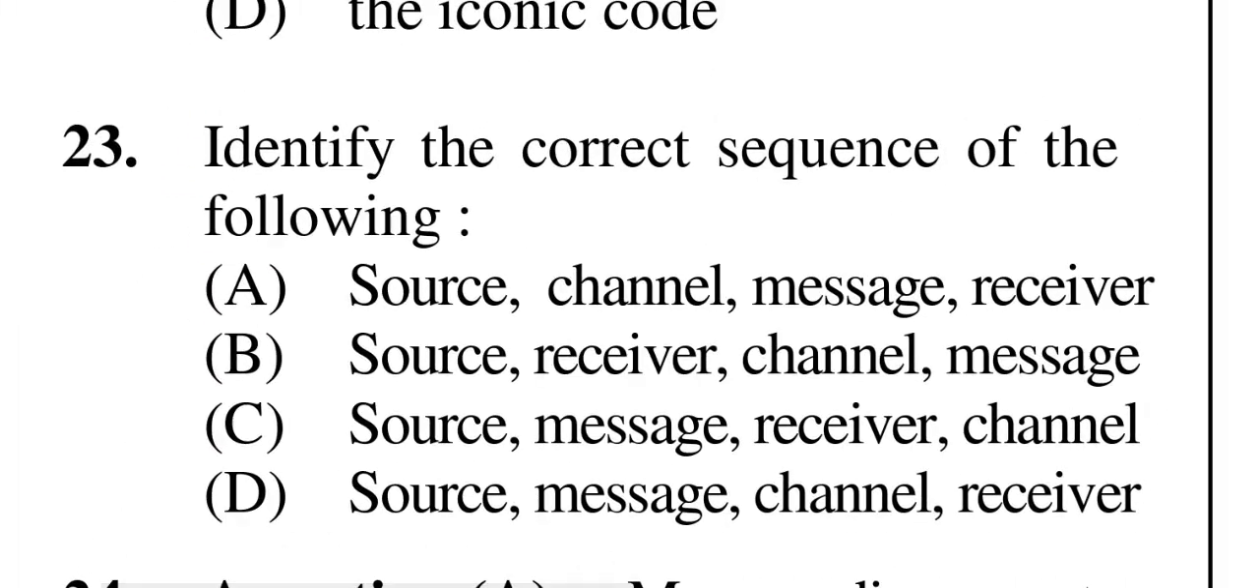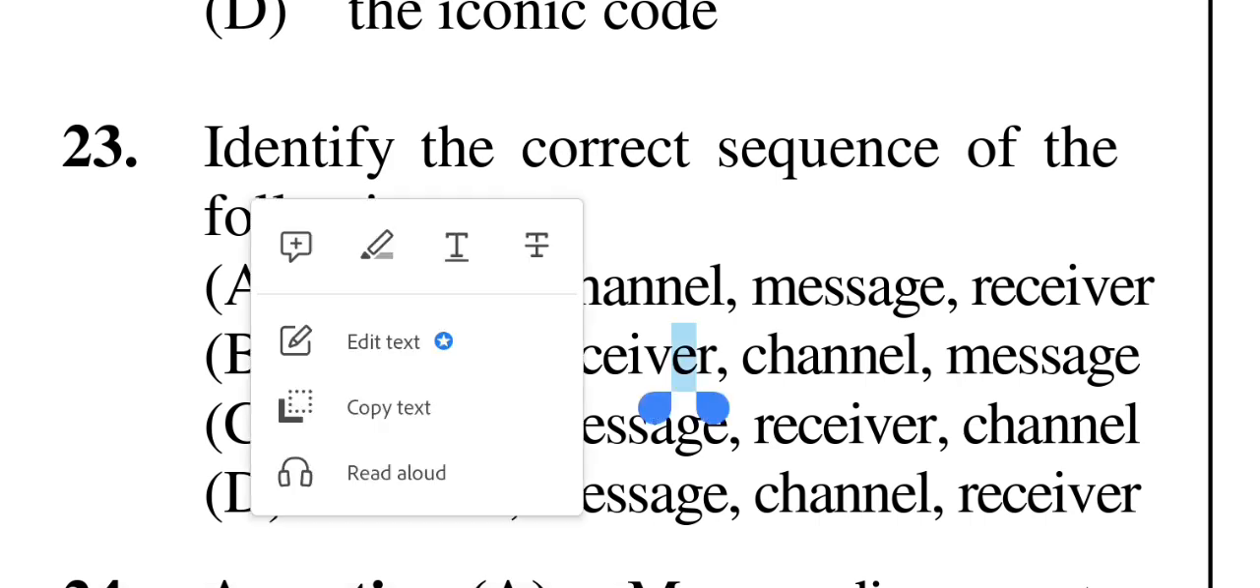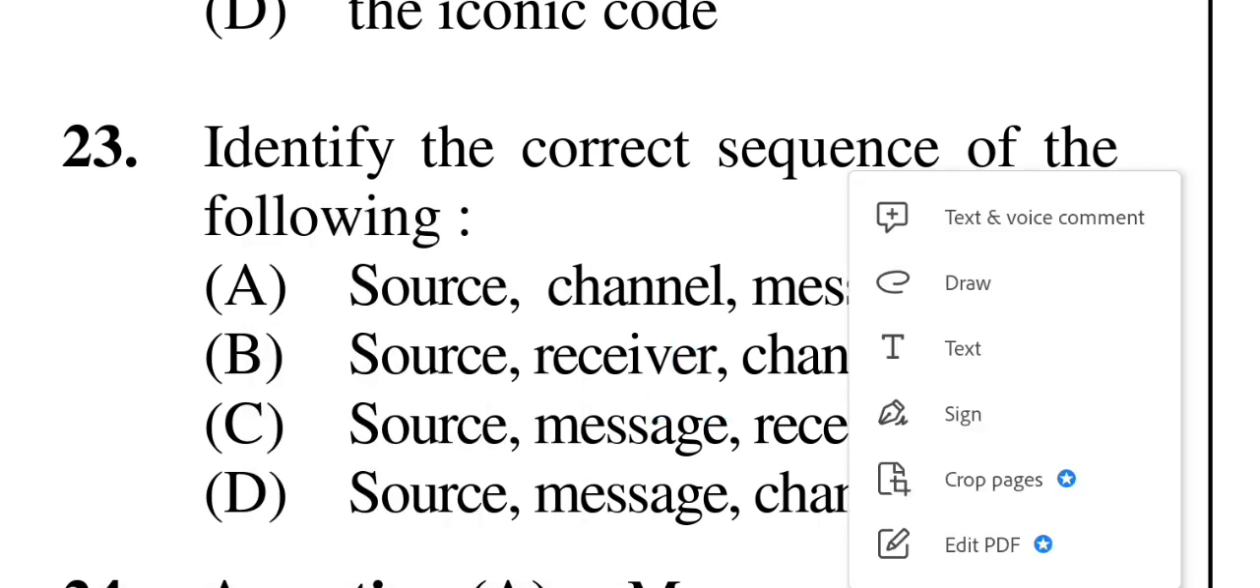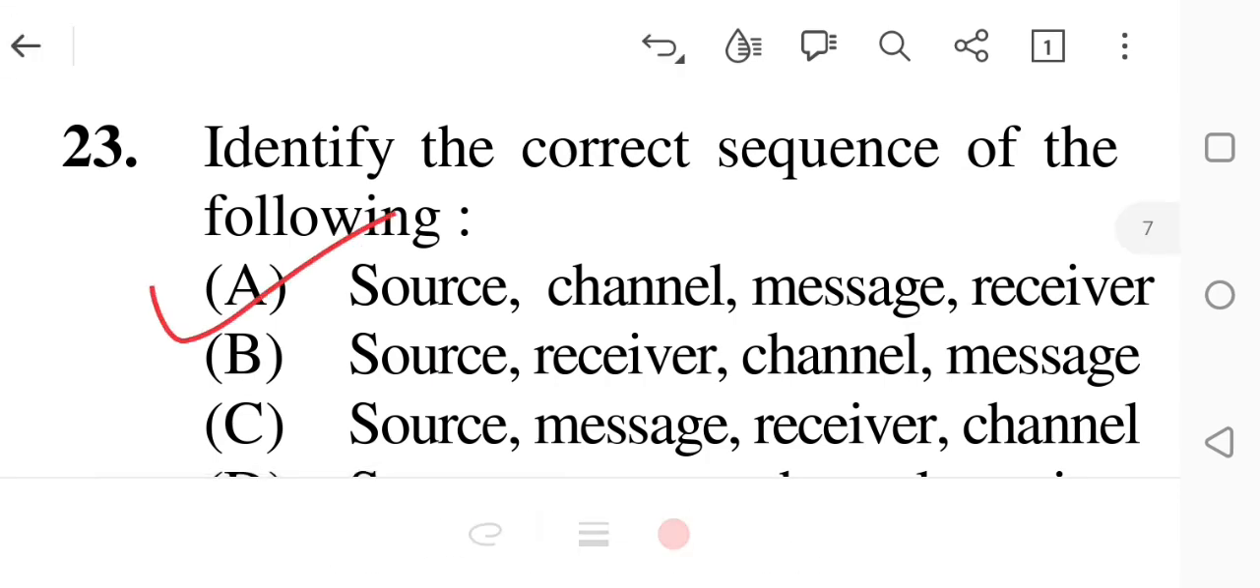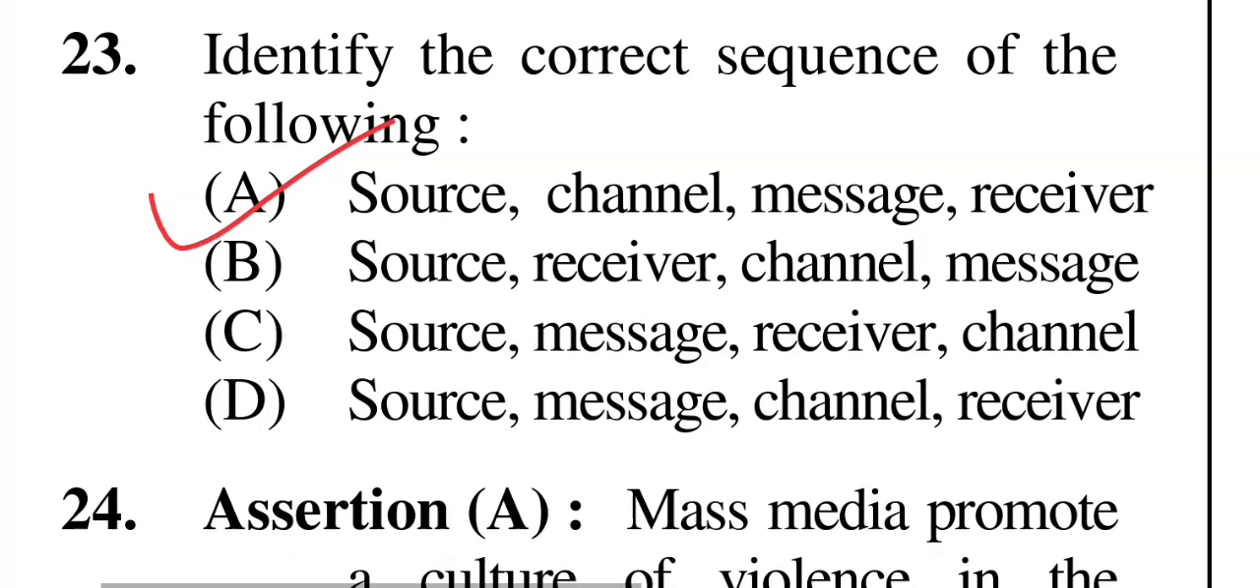Number 23, identify the correct sequence of the following: source, channel, message, receiver; source, receiver, channel, message; source, message, receiver, channel; source, message, channel, receiver. So the correct answer will be number A, source will come first, then channel, then message, then receiver. So this is the sequence. Okay, you have to remember and try to do your own research related to this question.